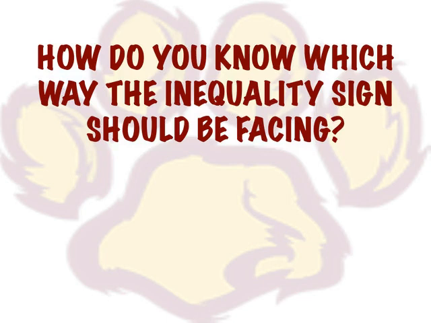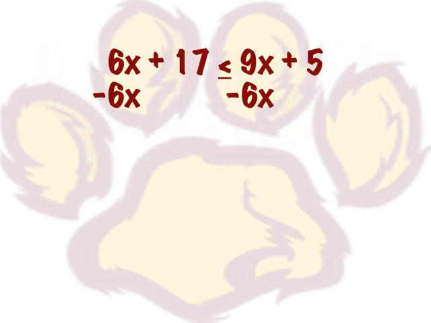So, how do you know which way the inequality sign should be facing? It's actually a fairly simple process, and all it takes to know which way the sign should be facing is to complete the first step of solving the inequality. As you know, the first step in solving an equation or inequality with variables on both sides is taking one variable and moving it to the side of the other variable, getting both variables to the same side.